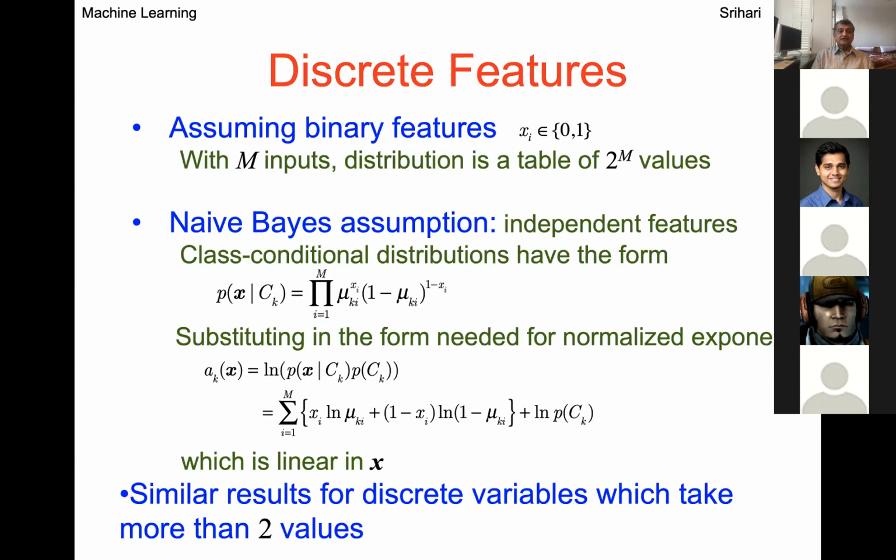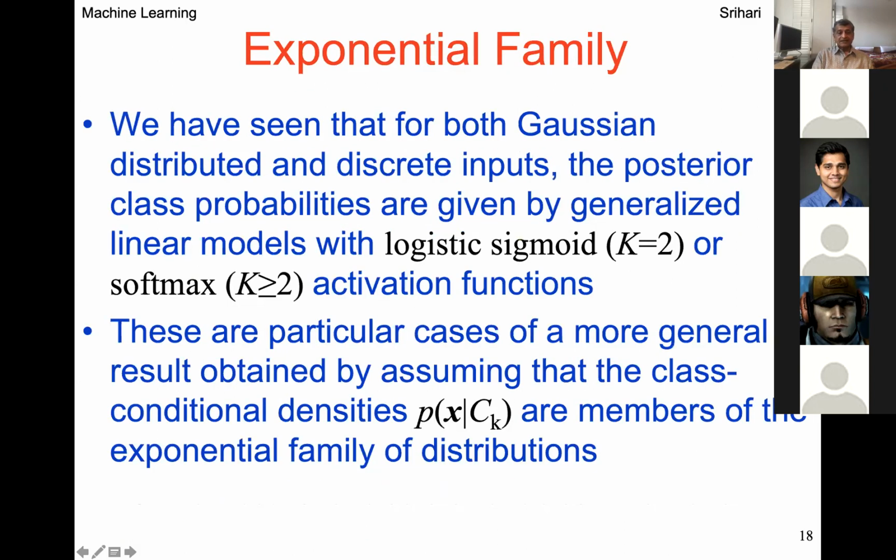So this is saying that even with discrete features, the form of the classifier is again linear, because these a_k are linear, and we need to plug it into its conclusion.